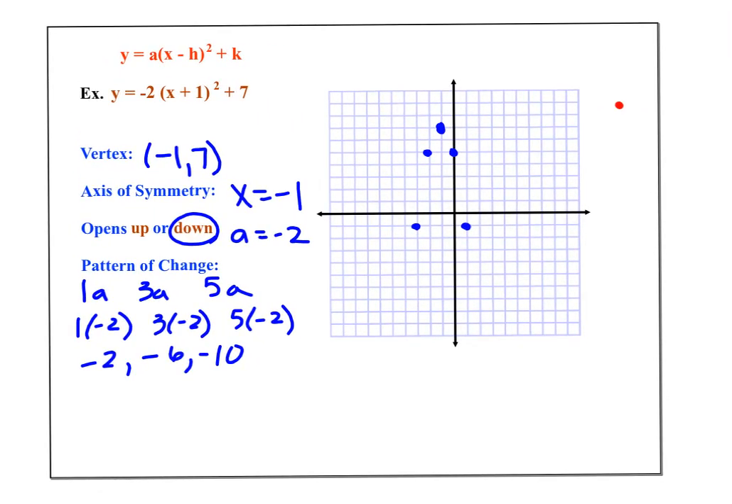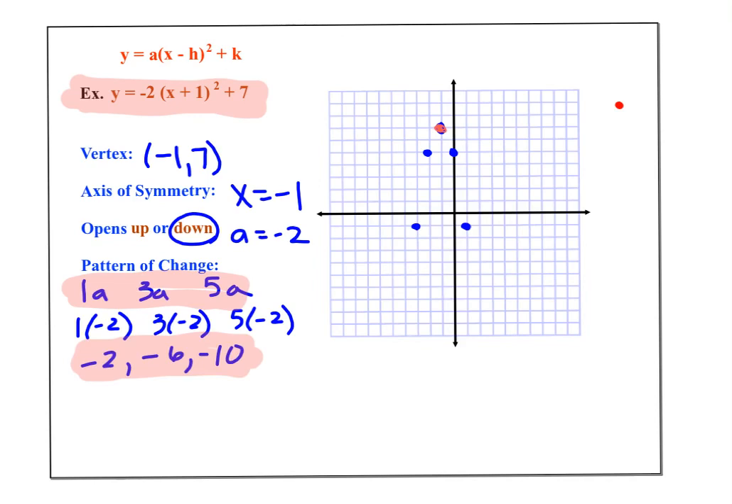The next example is already almost all the way done for us as well. You can see we have vertex form right here. Our vertex is at negative 1 comma 7, which we have marked on our graph. It will open down because the a value is negative. It's a negative 2. And that puts the pattern of change at 1a, 3a, 5a. So you'll have 1 times negative 2, 3 times negative 2, and 5 times negative 2. So we get our pattern of change of negative 2, negative 6, and negative 10.